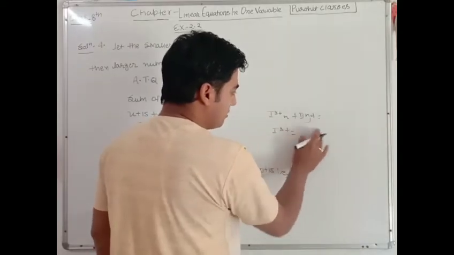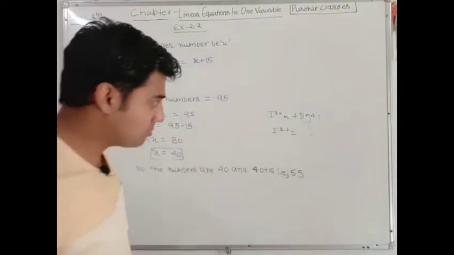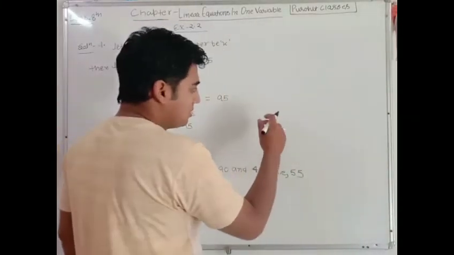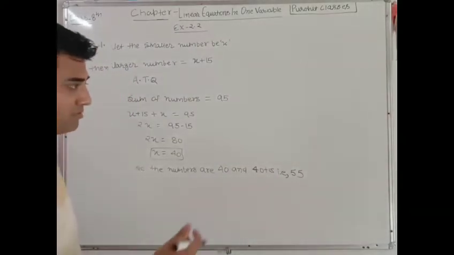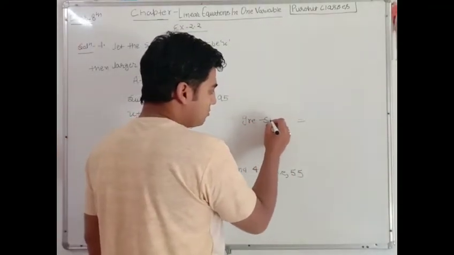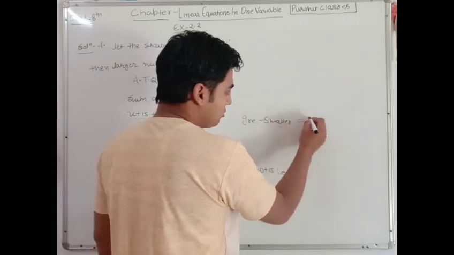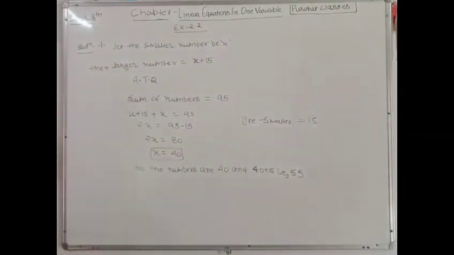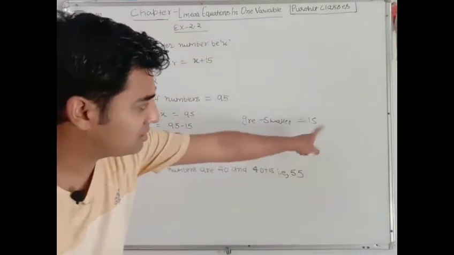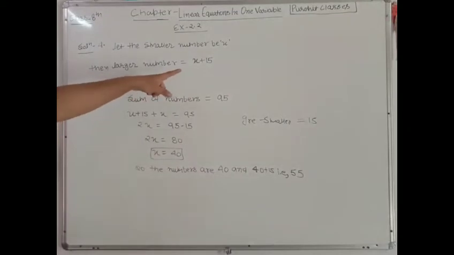One more thing is given, sorry. The numbers exceed by 15, it means greater minus smaller is equal to 15. This is the meaning of exceeding. So if the smaller number is x, then the greater will be 15 plus x. So here I have written the larger number, or greater number, equals x plus 15.